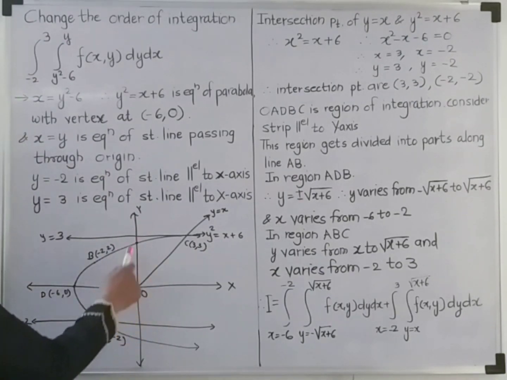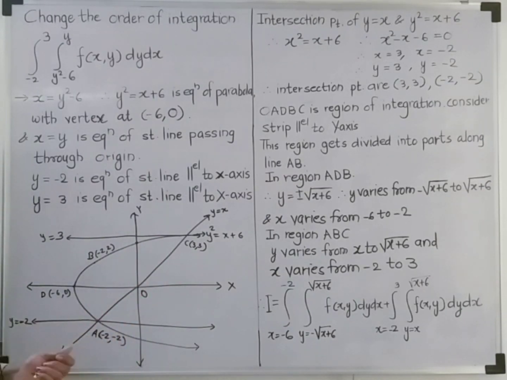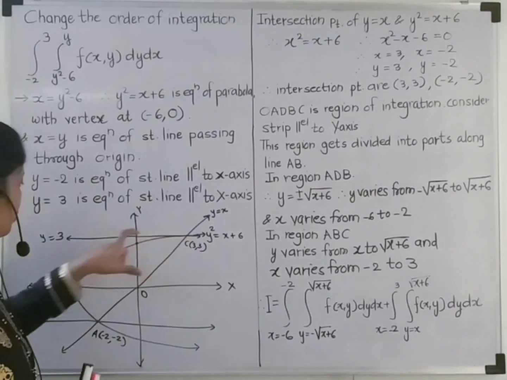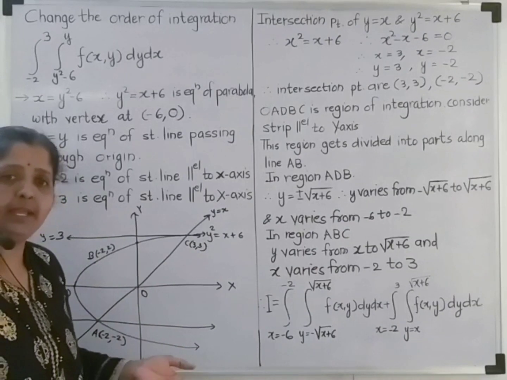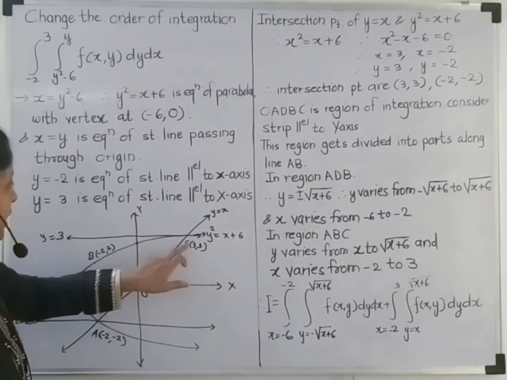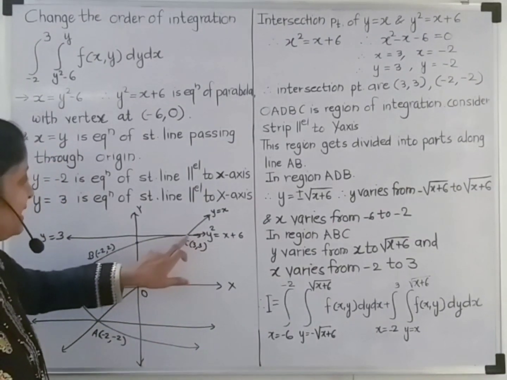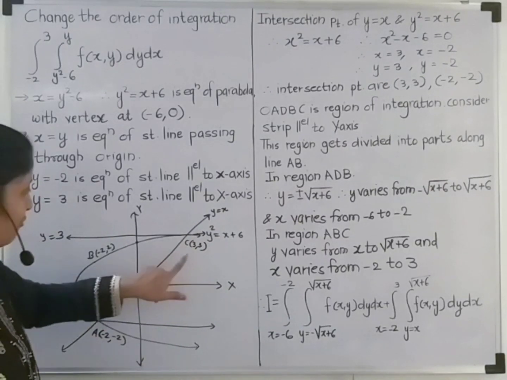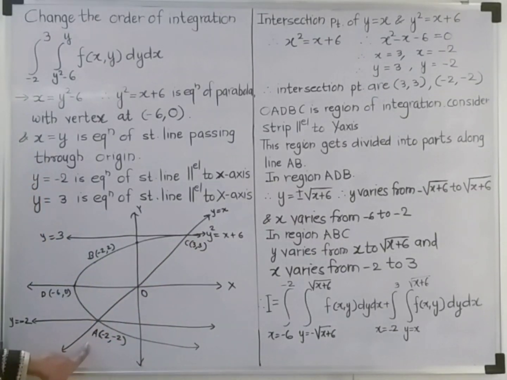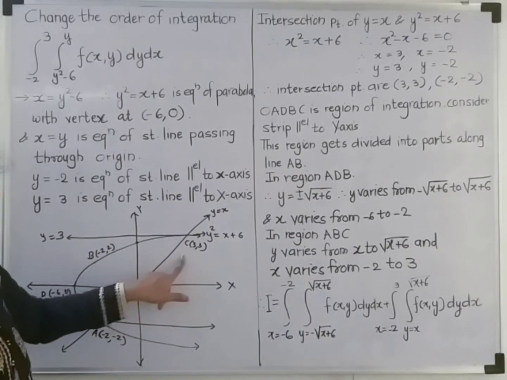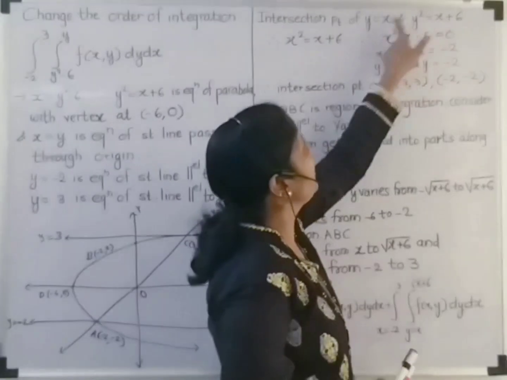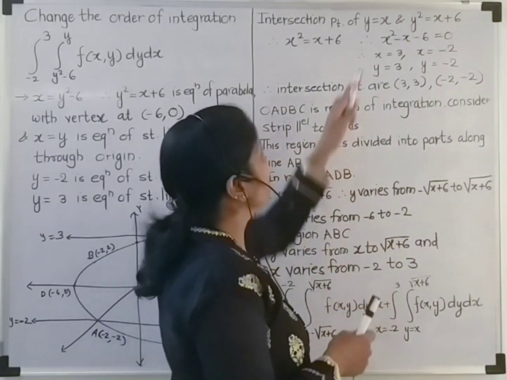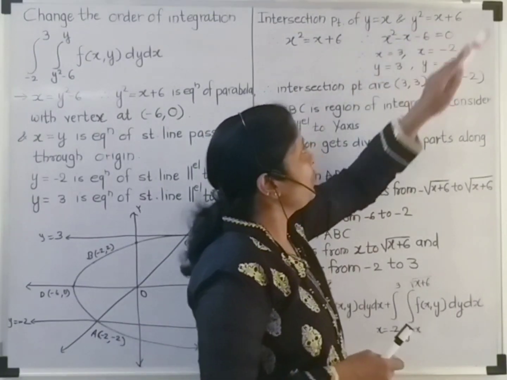So after drawing these curves, now we have to discuss the region of integration. But to find the region of integration, we should get the intersection points where these curves intersect. If you see here, the parabola and this straight line are intersecting. So we have to know the intersection points, that is the coordinates of points A and C. To get these, we have to solve these two equations simultaneously, that is y equal to x and y square equal to x plus 6.